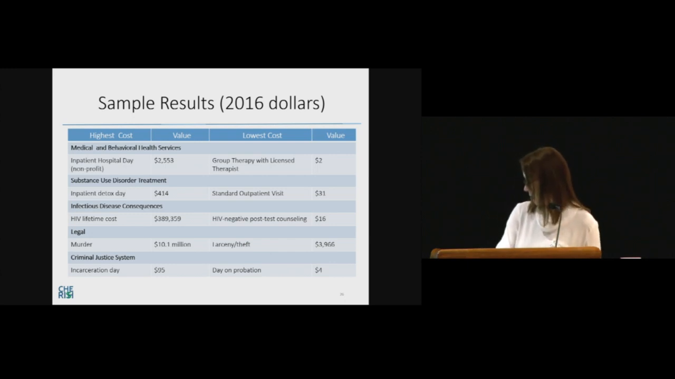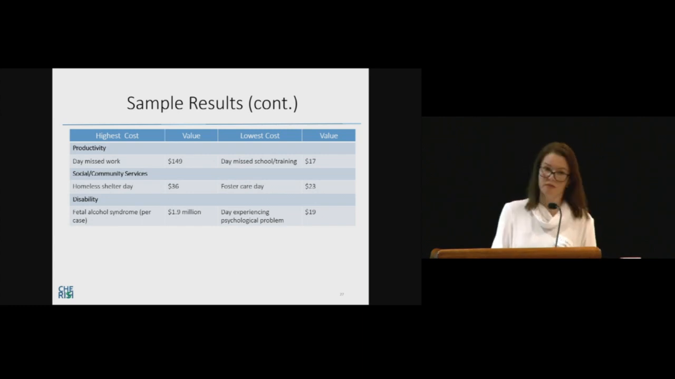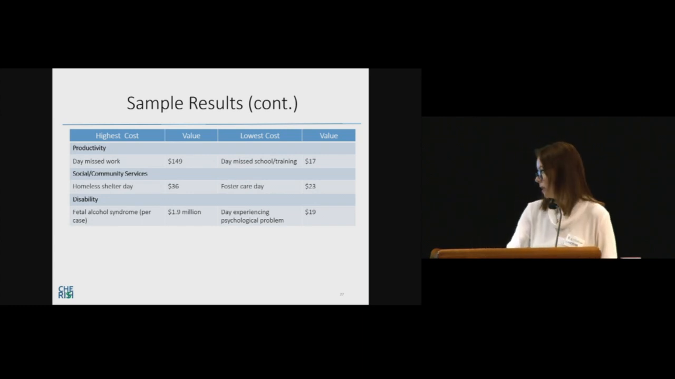You can see some other examples from other domains, like productivity: a day missed from work is valued at $149. At the low end, a day missed from school or training is about $17. Then social and community services, and disability. Fetal alcohol syndrome is obviously very expensive.